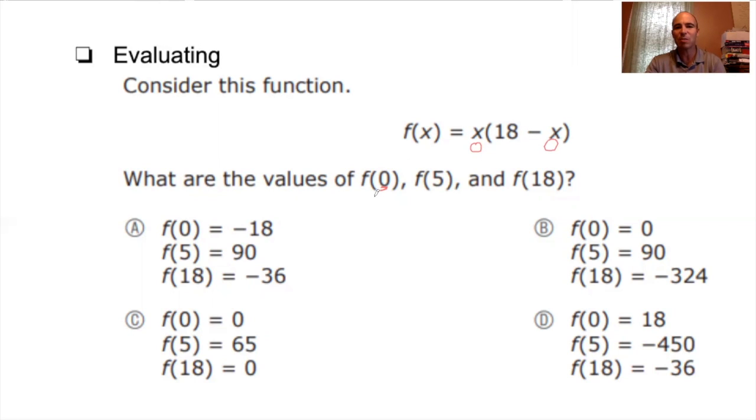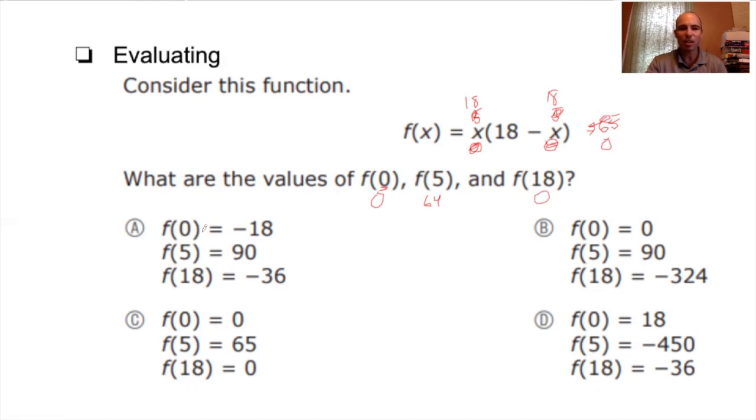This is going to be 0. Here, if I plug in a 5, it's a little more like 5 times 13, which should get you, I think, 65, so that will get you 65. Here, if we make it 18, actually, this is also a layup because 18 minus 18 is 0, right? So anything times 0 is also going to be 0, so this is going to be 0.